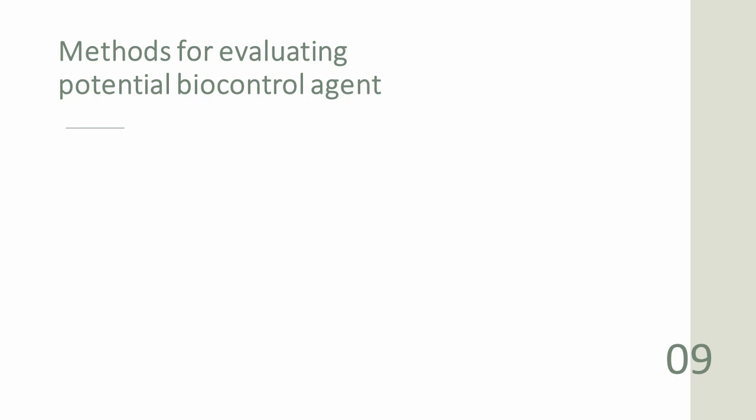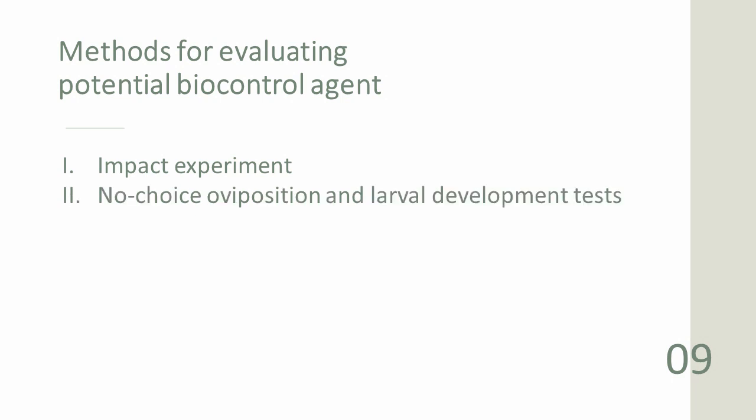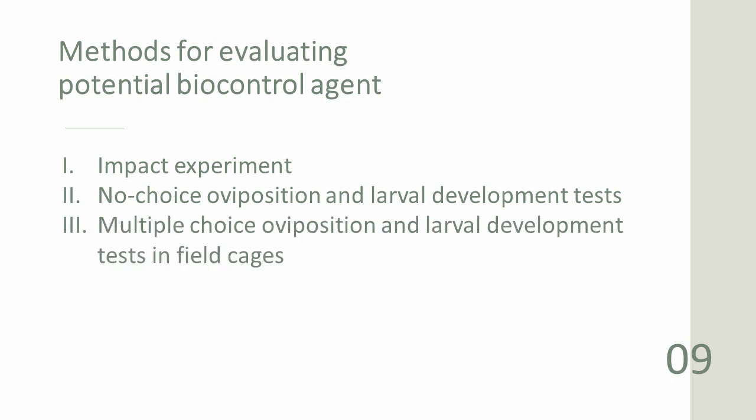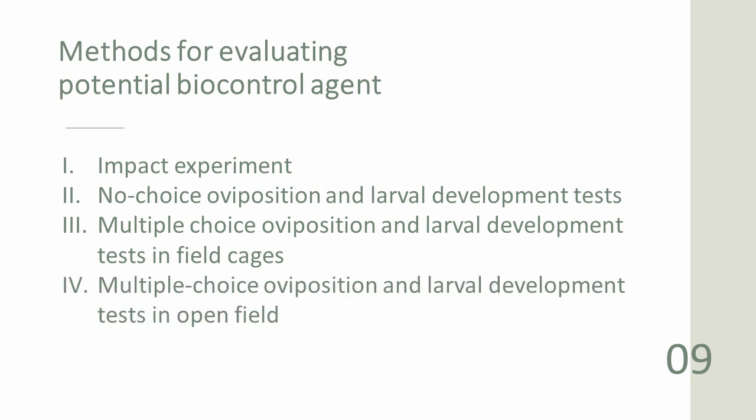In this study, there are 4 methods to evaluate the potential biological control agent. First is the impact experiment. Second is the no-choice oviposition and larval development test. Third is the multiple-choice oviposition and larval development test in a field cage. The last is the multiple-choice oviposition and larval development test in open field.